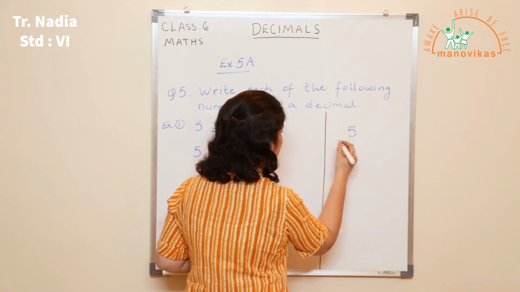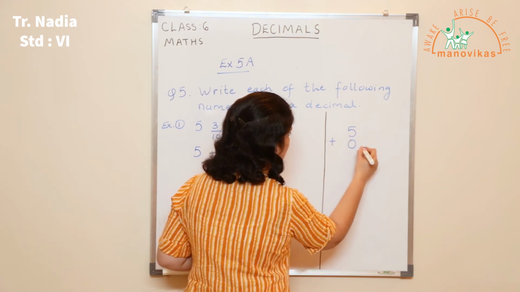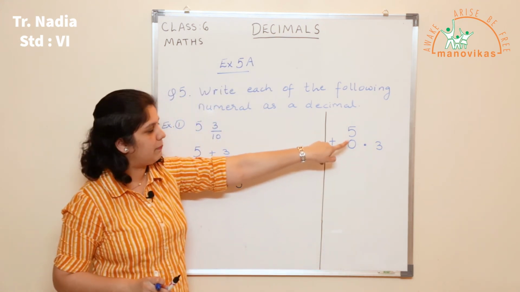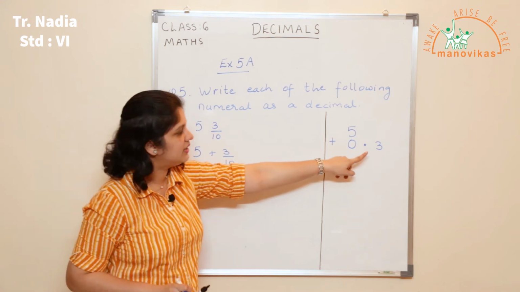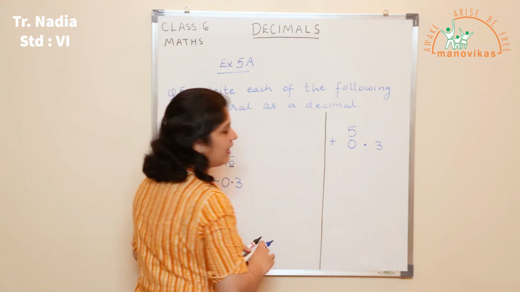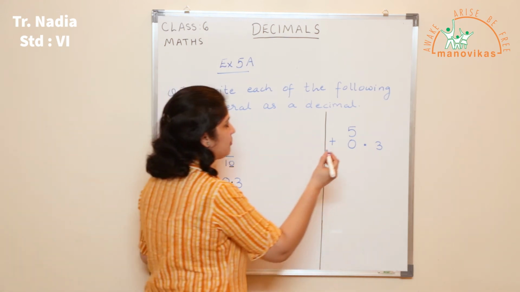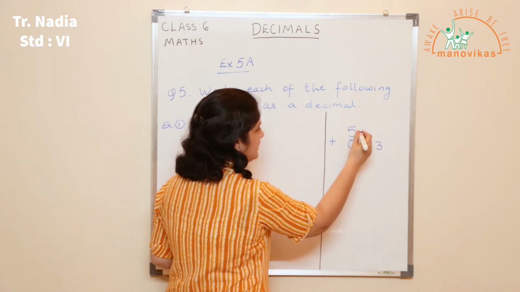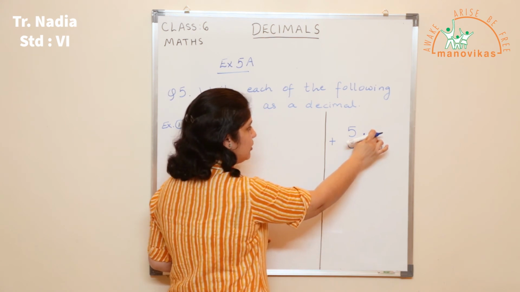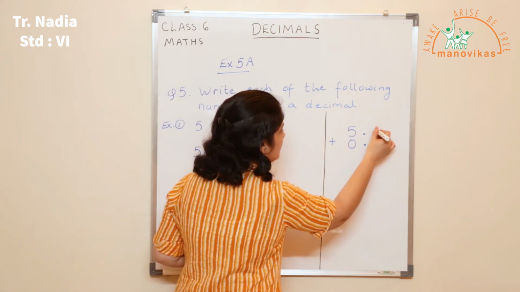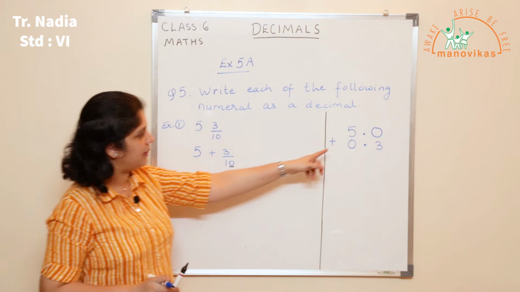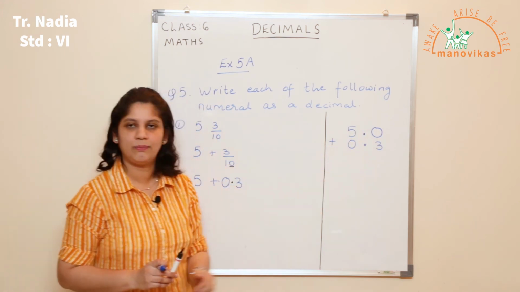I have 5 here. To this I need to add 0.3. Remember children, 5 is the whole number part. 0 is also the whole number part. The 3 is in the decimal part. Now if you can look here, in the 5 I don't have any decimal part. So just to make our addition easier, we cannot leave this place empty. So we'll put a decimal point here also. And since there is no digit here, there is no decimal place here, just to ease our addition, not to get confused, let me put 0 there. So 5, I made it as 5.0 plus 0.3.